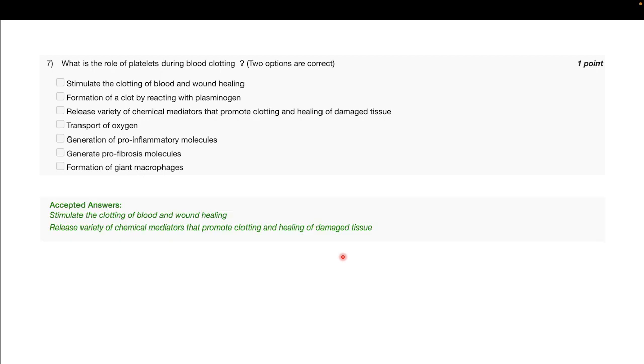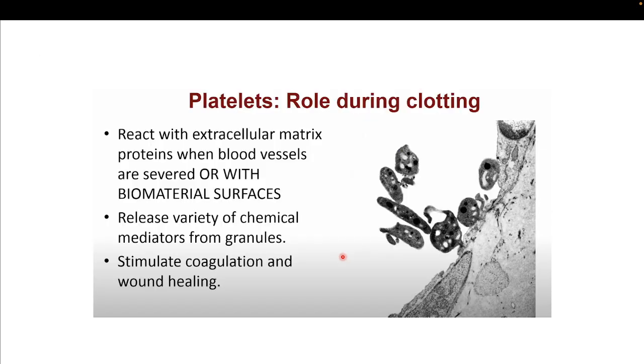Okay, no more responses. Yeah, both of you are correct. The right option is 1 and 3. So as I mentioned, platelets are cells which come into play when there is blood clotting to happen. So these are some of the roles of platelets.